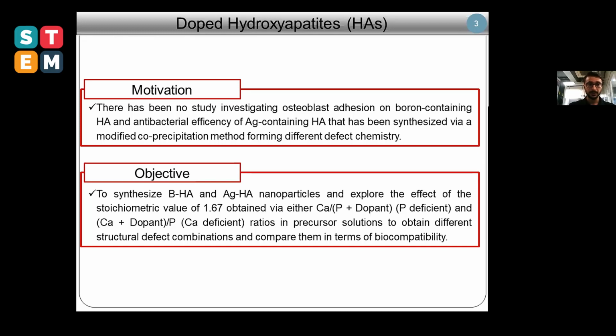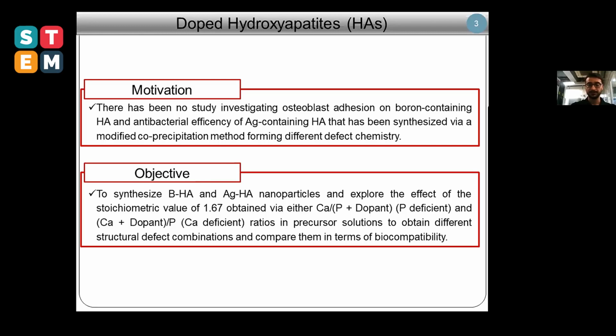The objective of the study is to synthesize boron and silver containing hydroxyapatite nanoparticles and explore the effect of the stoichiometric Ca/P value of 1.67 of hydroxyapatite with different deficiencies. Where we exchange the phosphate with dopant, we call it phosphate deficient, and on the side of the calcium, it is calcium deficient. We exchange these with boron or silver in the precursor solution and obtain enhancement in bioactivity.